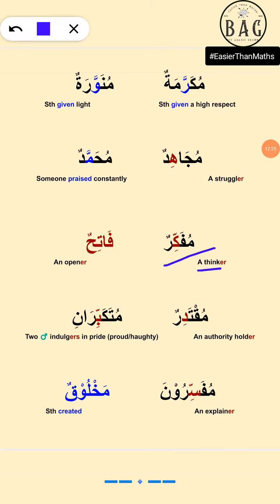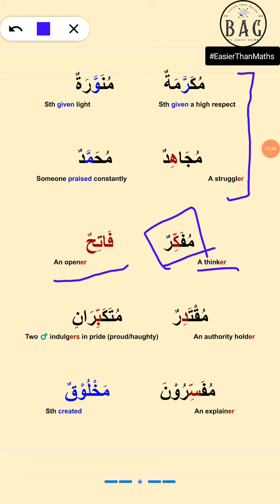Mufakkirun is a thinker. Why? I want you to pause the video, and if you do not know why it is a thinker, I would ask you to re-listen to the explanation in these four examples. You'll know why this is an ism fa'il. Okay. Similarly, Fatihun. What does it rhyme with? Does it rhyme with maf'ulun or does it rhyme with fa'ilun? I hope you're saying the latter. Yeah, it is rhyming with fa'ilun. Therefore, it is going to be a pattern for an ism fa'il, an opener.